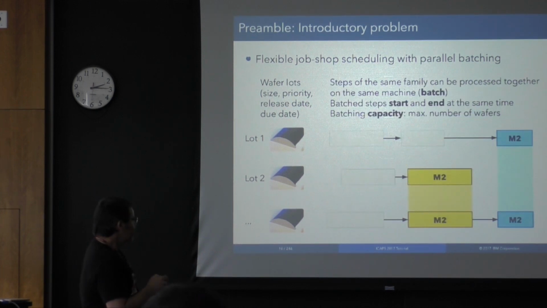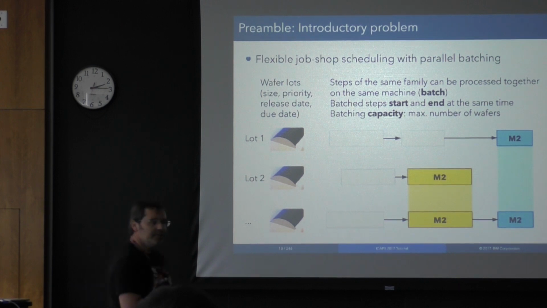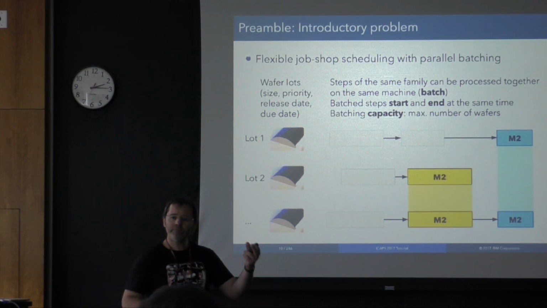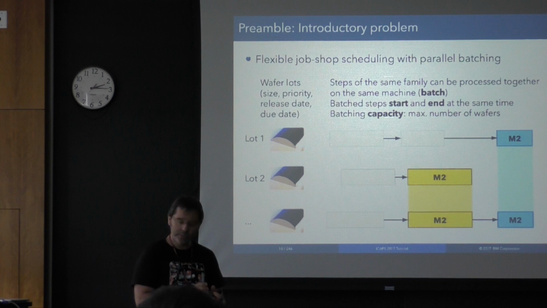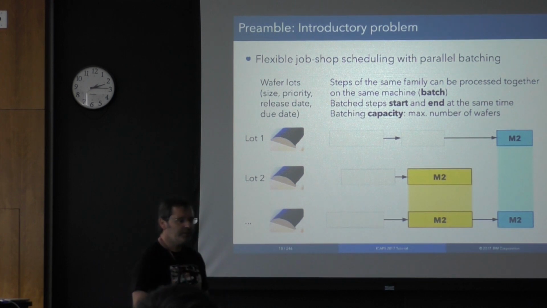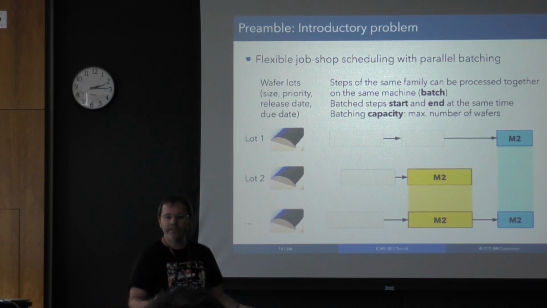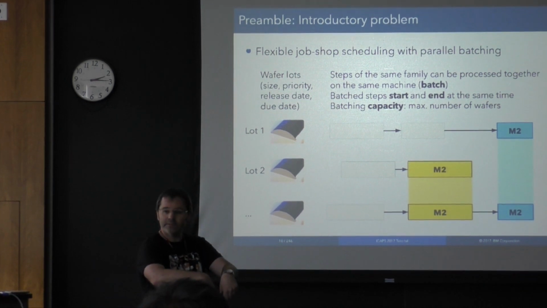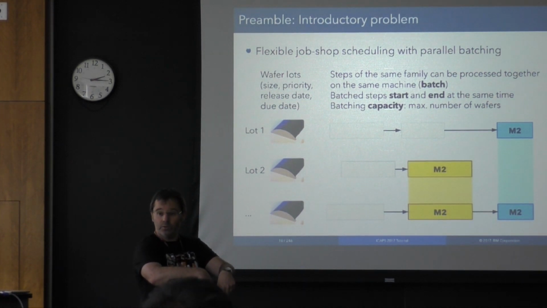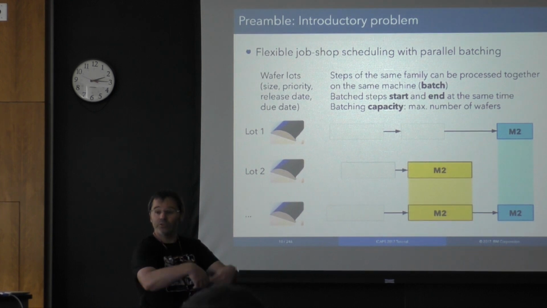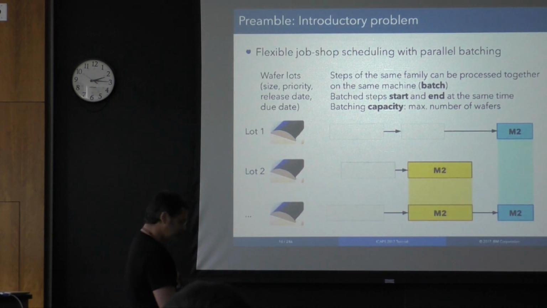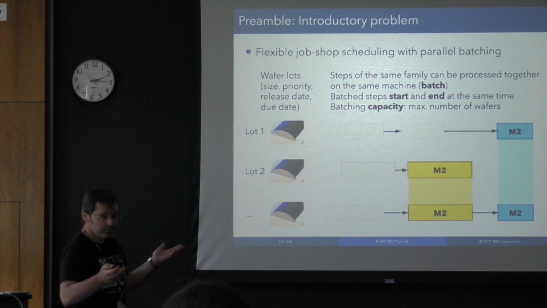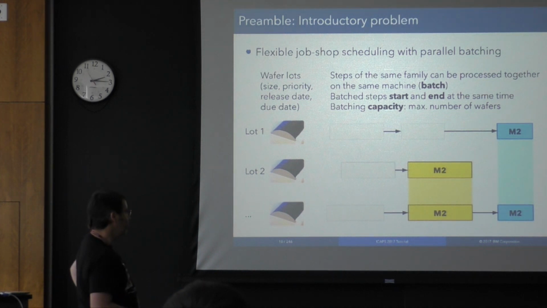Now, let's keep on. Interesting thing is that the machine is not a unary machine. It can process several steps at the same time. Because what happens is that in the machine, you can think of it as an oven, for instance. You can put several steps inside and treat them together. This is what we call a batch. This is in scheduling what generally is called a batch.